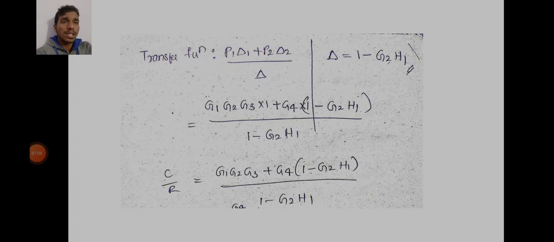So the transfer function is equal to P1 del 1 plus P2 del 2 by del, where del is equal to 1 minus G2 H1. Substituting in this transfer function we get G1 G2 G3 into 1 plus G4 into 1 minus G2 H1, by 1 minus G2 H1, so that the transfer function C by R is equal to G1 G2 G3 plus G4 into 1 minus G2 H1 by 1 minus G2 H1.